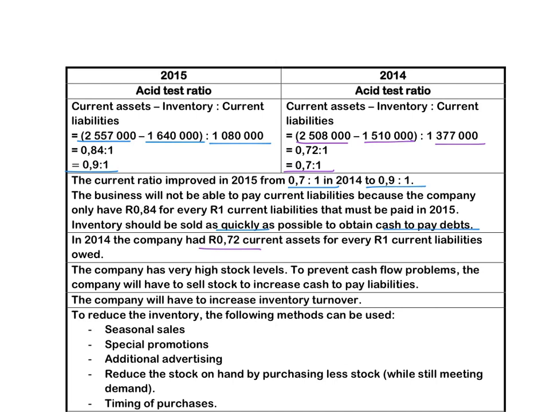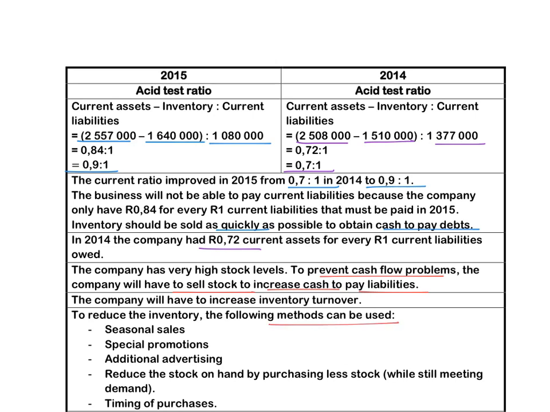So that means that they have to sell some of the stock as quickly as possible so that they can prevent cash flow problems, they can increase their cash so that they will be able to pay for liabilities. Now we realize that there's a problem. They will not be able to pay. So some steps must be taken so that they obtain money quickly to be able to pay for the liabilities. So the following methods can be used.